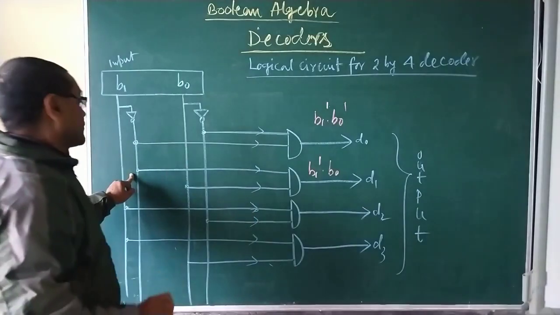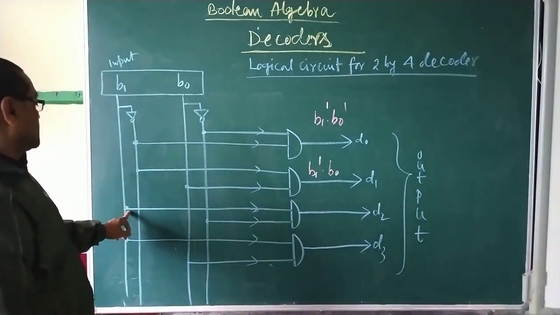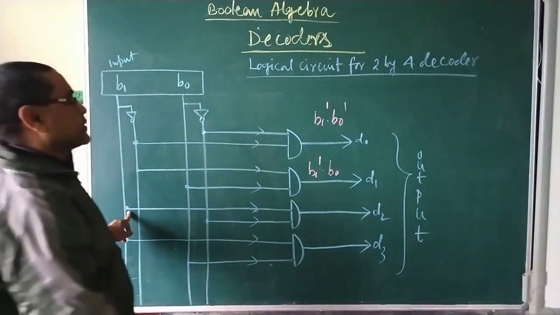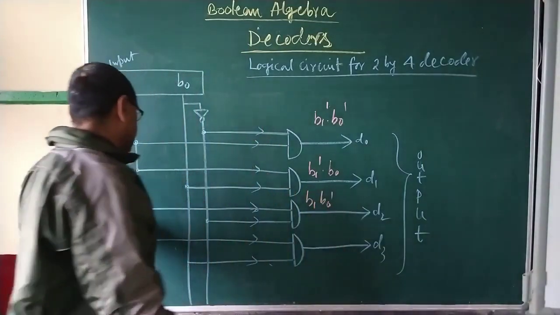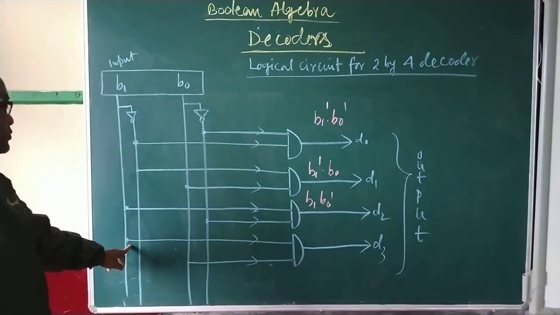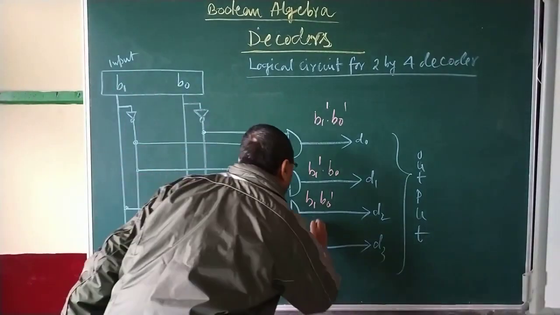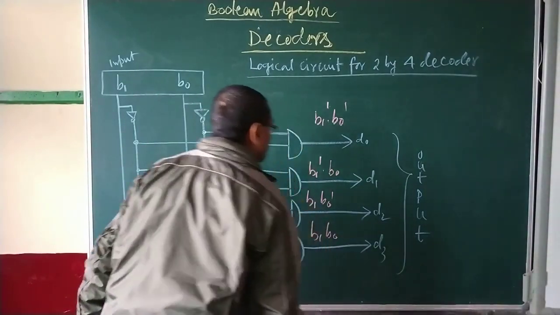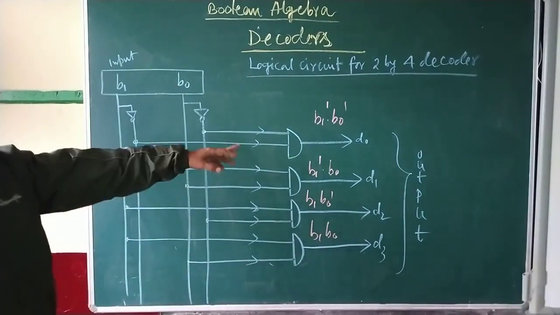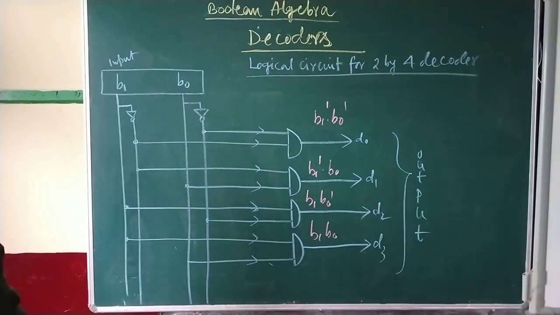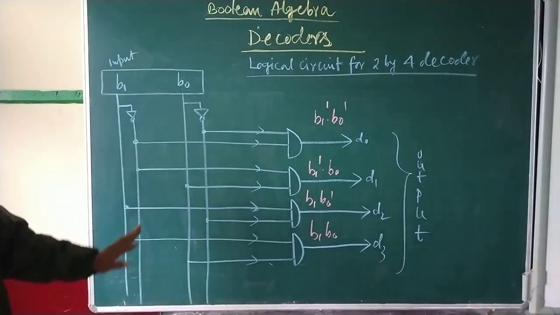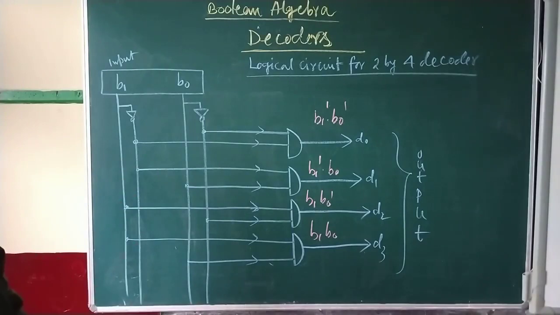Here it is B1 and B0 complement. This is B1 and B0 complement. And here it is another one, where both are without complement, B1 and B0. So this is the AND, and then that is the output. Here all are passing in that way with the AND gate. So this is the logical circuit for the 2x4 decoder. So this much only you have to draw and write for the 2x4 decoder logical circuit.